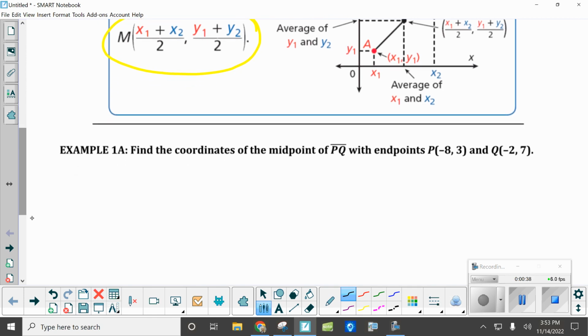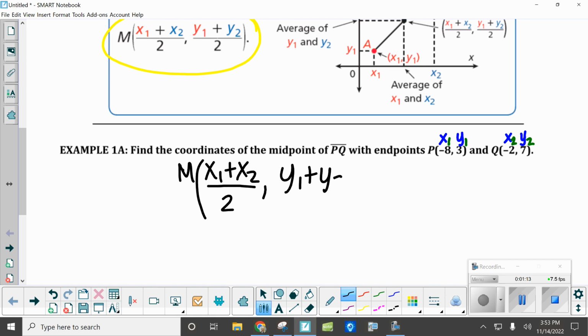So if you have this first example, find the coordinates of the midpoint of PQ that has these endpoints, this is what I do. This is an x value, this is a y value. And this is an x value, and this is a y value. These come first, so I call them the ones. And then the Q's come second, so I call them the 2's. Then all I've got to do is plug it into the formula. So the formula reads, midpoint is x1 plus x2, and then y1 plus y2 over 2. And so you just plug them all in.